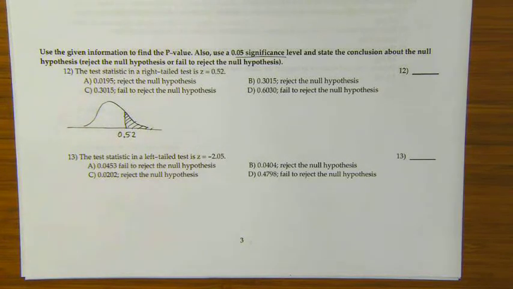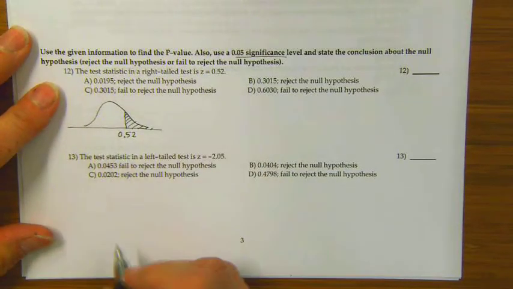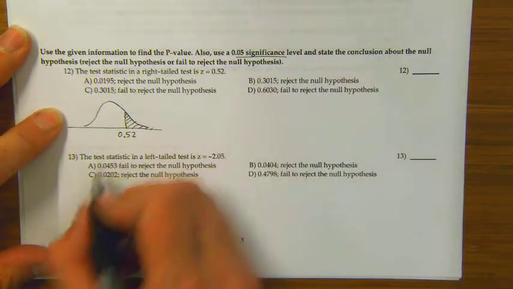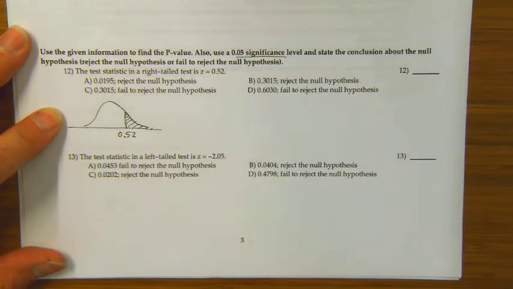So we already know that we're going to, what? Reject or fail to reject? We're going to fail to reject. But we still want to find the area. So to find the area to the right of this test statistic, we use what?